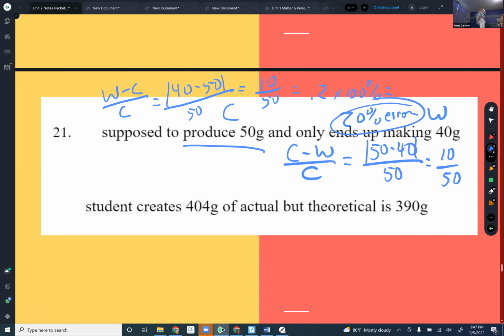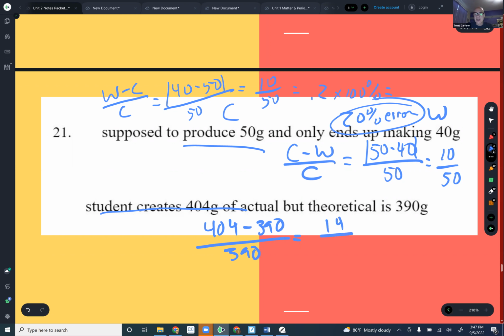Let's do one more. A student. The student always makes the mistake. So the student is where the data came from the lab. So the wrong minus correct, 404 minus 390, divided by 390. So the difference there is 14 divided by 390. This error is going to be rather low. The other one was a 20% error. This one's going to be significantly lower. Times 100%, and I get 3 with 3 significant figures, actually only 2 significant figures. So this would be 3.6%. There's only 2 significant figures. The last 0 does not count as significant.